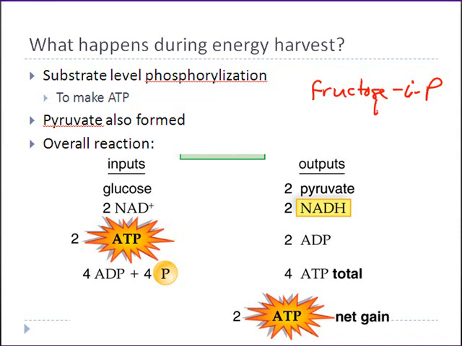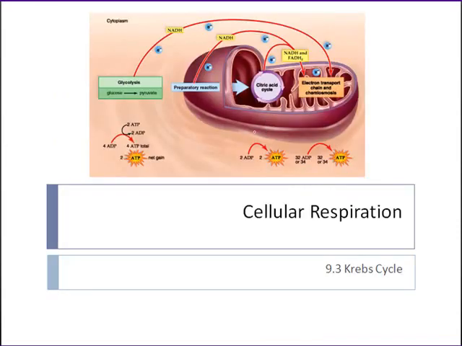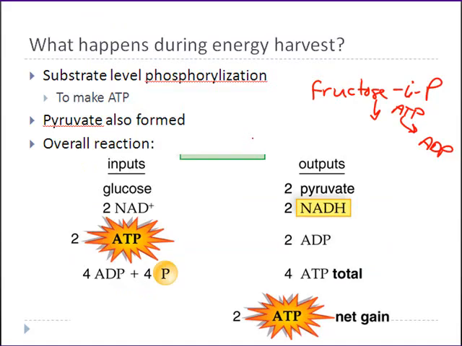Now we're going to use ATP again. We're going to burn a molecule of ATP, take off a phosphate group to make ADP, and we're going to put that onto the fructose. So now we're going to have fructose 1,6 bisphosphate.